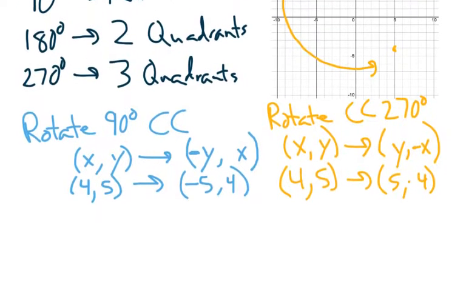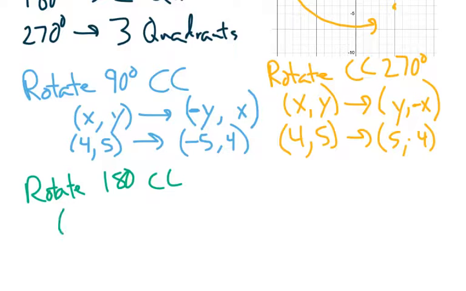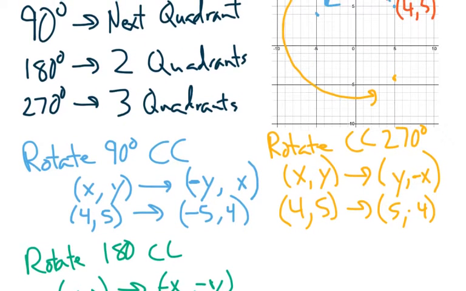Finally, let's talk about what's going to happen if we rotate 180 degrees counterclockwise. Now if we rotate 180 degrees, our x, y will stay the same, but there's going to be one change, and that is they're both going to switch over to be negative. So our 4, 5 simply becomes -4, -5. Go back up here, -4, -5, and there we go.